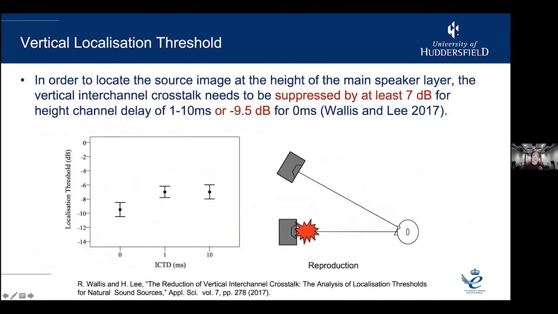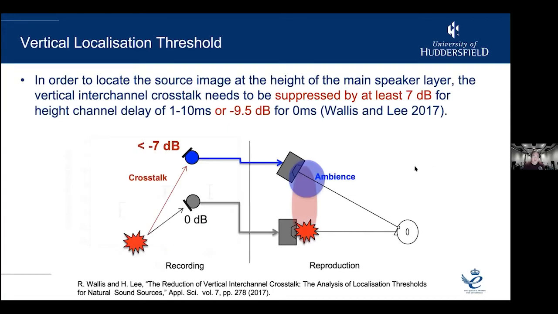So what do we do now? Given the time difference doesn't work, we have to use the level difference. How much level reduction do we need to apply to the height speakers to localize the source image in the main speaker position? We need at least 7 dB for spaced microphone techniques and 9.5 dB reduction for vertical coincident technique.